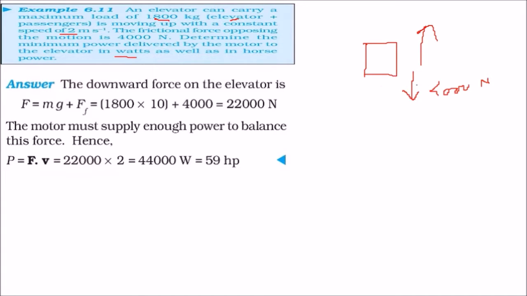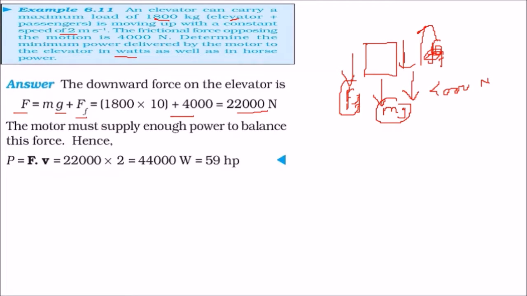So now the directions are like this. We have mg here. The friction force is acting against it. And since it is moving up, the friction force is not in this direction, but it will be in the opposite direction. So friction force will be FF. So FF plus mg is the final force. Final force will be this F, that is friction force plus mg. Now put all these values which are given in the question, you get 22,000.